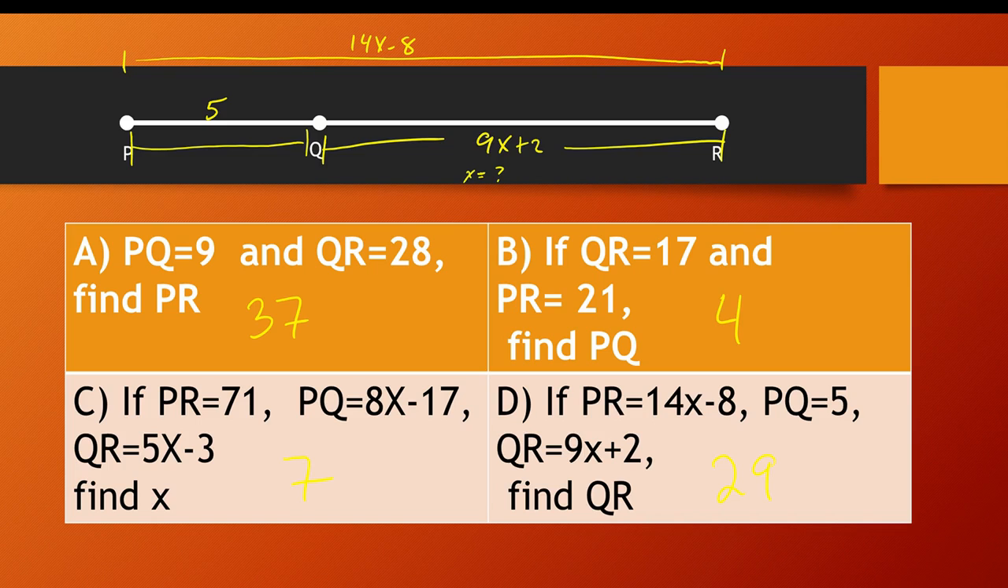Once again, we're going to apply the definition of segment addition postulate. So PQ, so 5, plus QR, which is 9x plus 2, equals the entire thing, which they told me was 14x minus 8. And now I simply solve for x. Combine like terms. That gives me 9x plus 7 equals 14x minus 8. So I'm going to move this 8 over here, move that 9 over there. So I got 15 equals 5x. Divided by 5, I get x to be 3. So now that I know what x is, I simply go in here and plug it in. So 9 times 3 is 27 plus 2, 29.